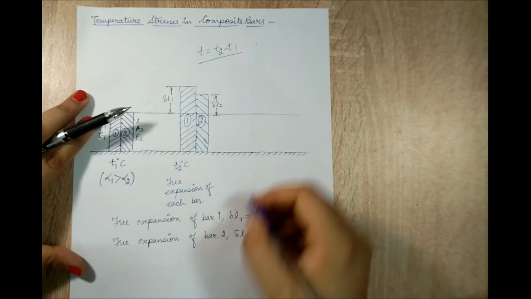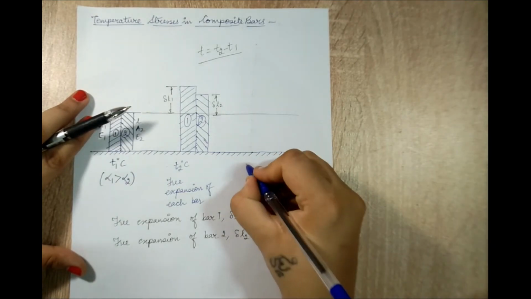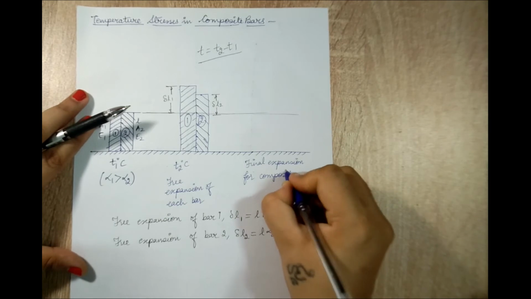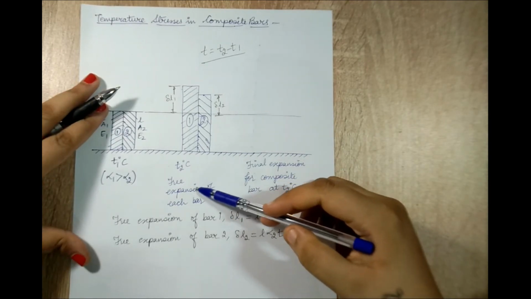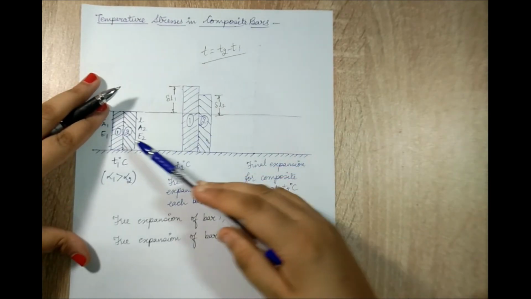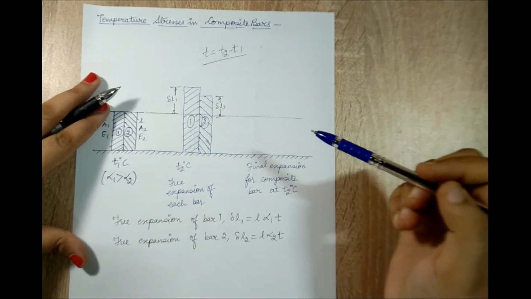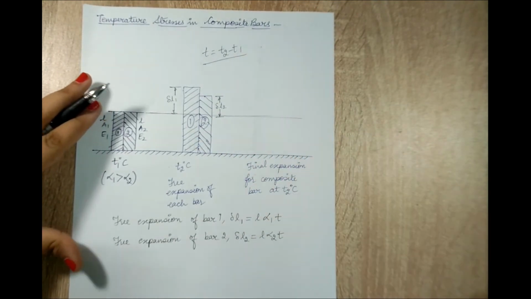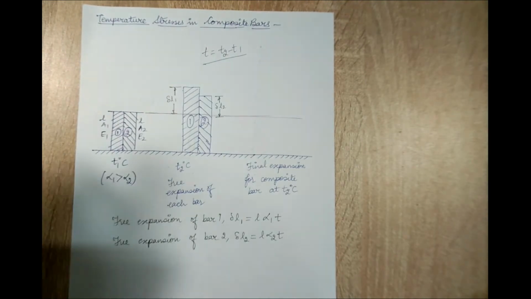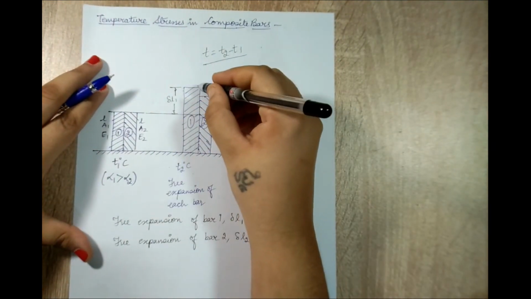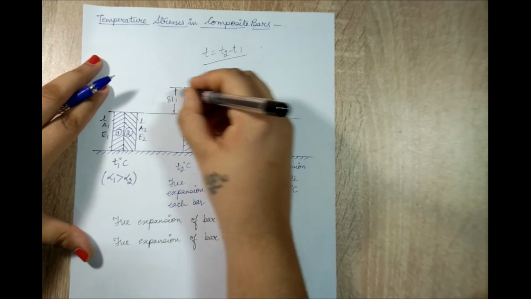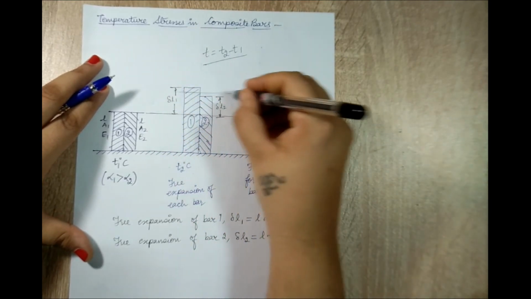What happens after the final expansion? See, the bars are not separate. If you observe carefully, these are for individual bars, but the bars are actually connected to each other. So they cannot expand freely like this. So we will see a final expansion of this sort. The expansion will neither be this much nor this much. It will be somewhere in between these two.